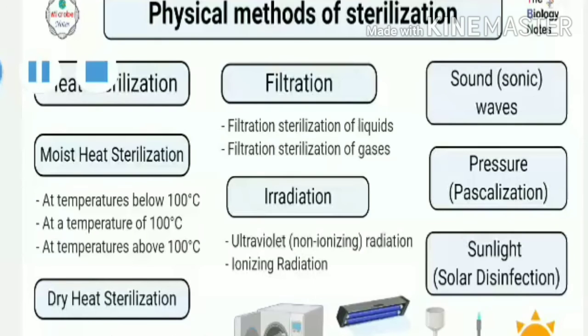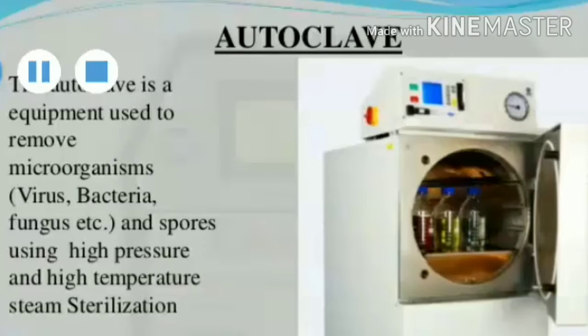Now we will focus on the physical method of sterilization. As we already know, in autoclave the temperature of water is above 100 degrees Celsius. So autoclave is a physical method of moist heat sterilization process. Let's see what is the use of autoclave. The autoclave is an equipment used to remove microorganisms like viruses, bacteria, fungus, etc. and spores using high pressure and high temperature steam sterilization.